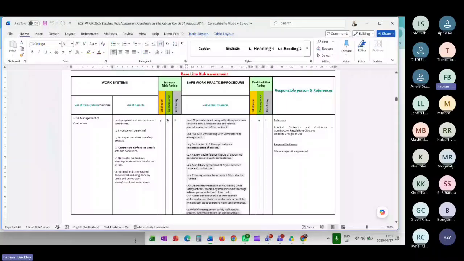Another important aspect to understand is do not be lazy and group everything under one rating.